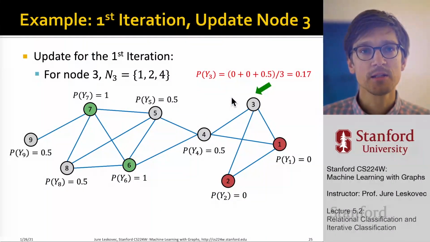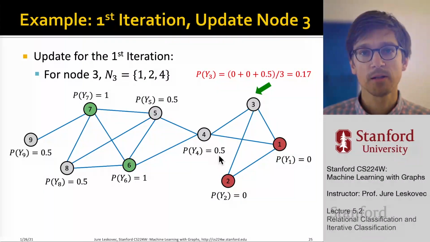And node 3 says the following. It says, aha, I have 3 neighbors, and how am I going to do this? The 2 neighbors of me have the probability 0 of belonging to the green class, and I have one gray member that has 0.5, so this is 0 plus 0 plus 0.5, and because I have 3 neighbors and my graph is unweighted, this is divided by 3. So now node number 3 has a probability of belonging to green class of 0.17.